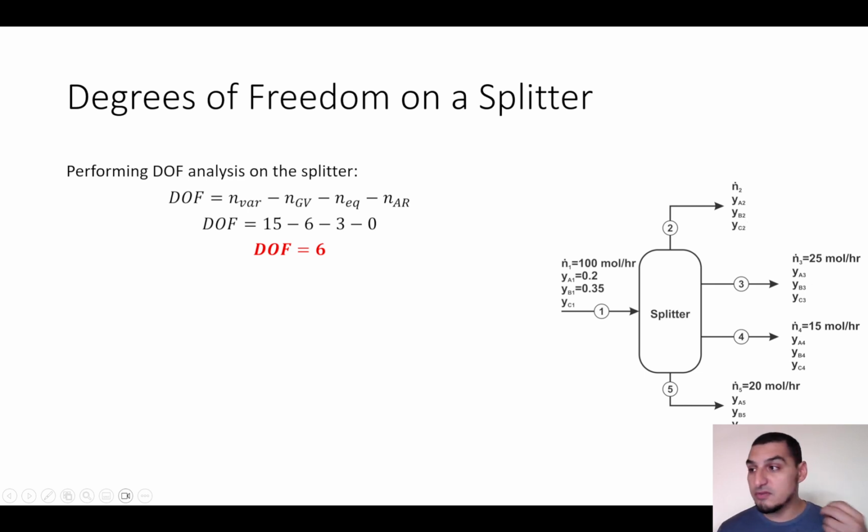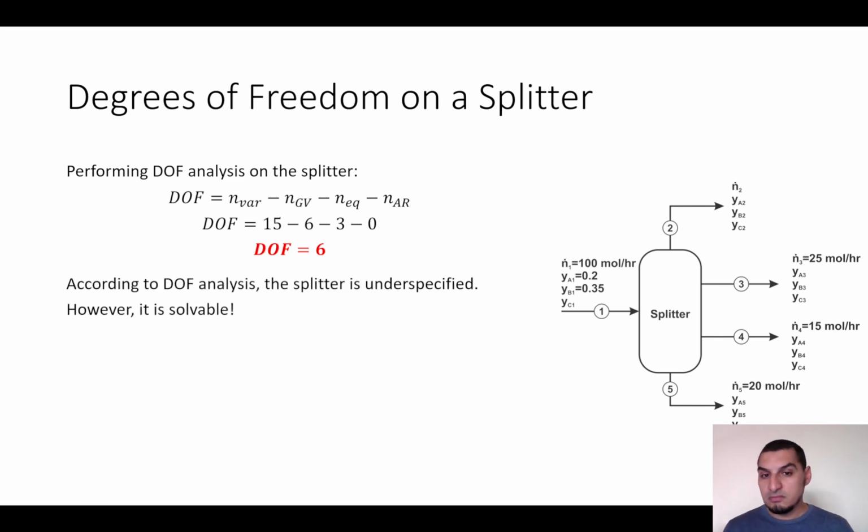So the only missing variable that we want to calculate is N2, and N2 can be calculated by a simple balance, doing the total balance on the splitter. So we say that 100 equals N2 plus 25 plus 15 plus 20. So this makes N2 40 moles per hour. So it's solvable, although the degrees of freedom is saying that it's not solvable.